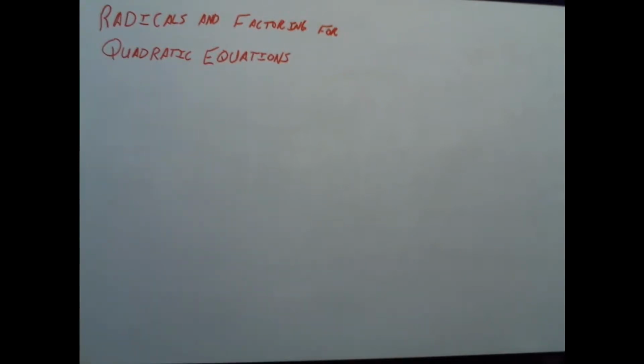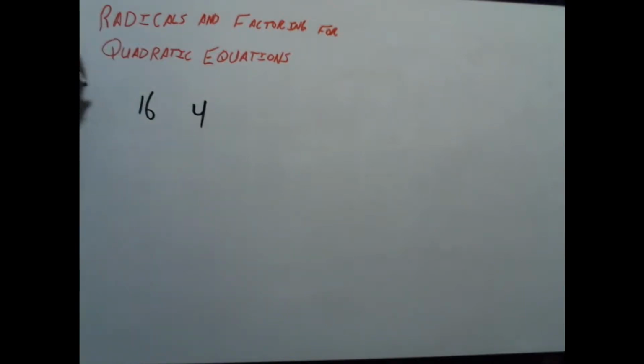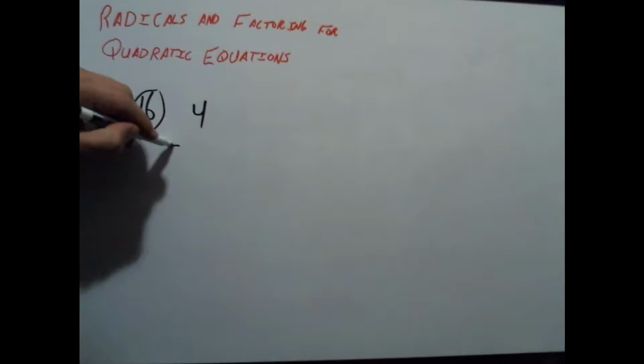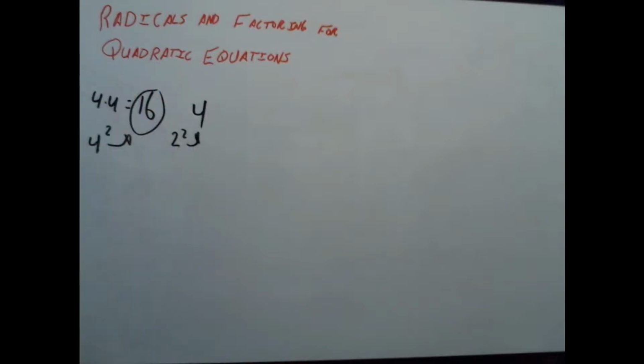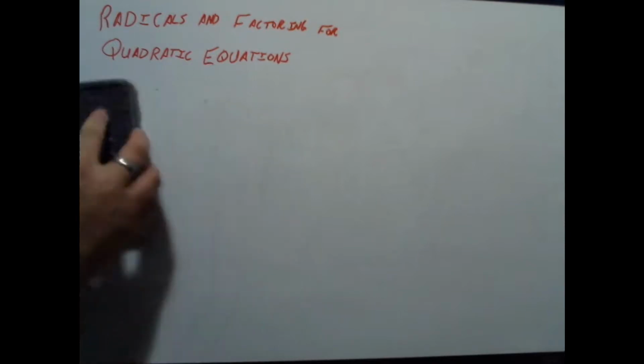Talking about radicals and factoring, what is a square number? A square number is, say, 16 or 4. It's where you can have the same number multiplied by itself to equal that number, like 4 times 4 equals 16. So 4 squared is 16, that's a square number. 2 squared equals 4, so that's a square number. And generally when we talk about square numbers we mean whole numbers like integers.